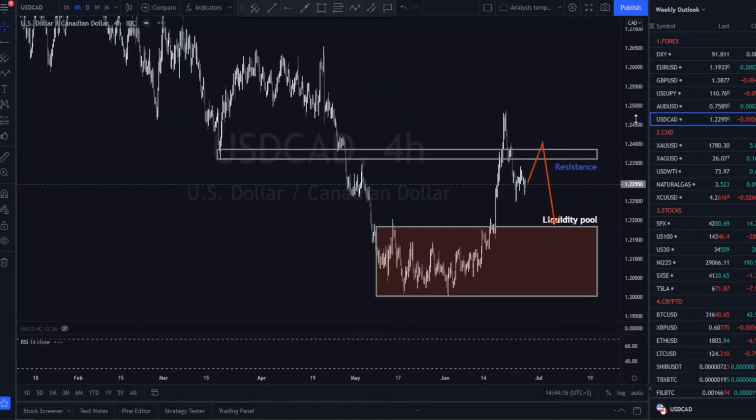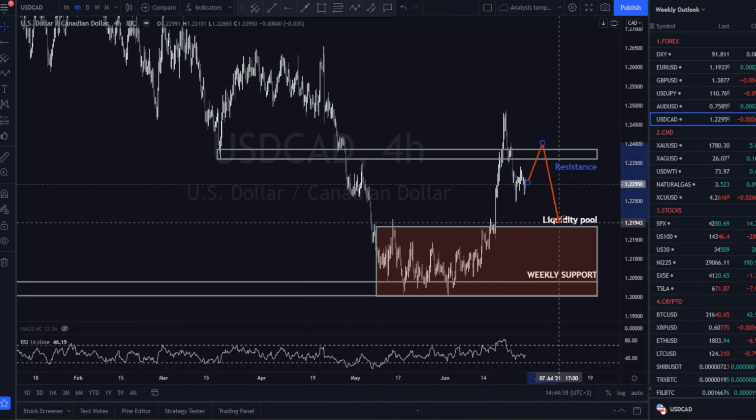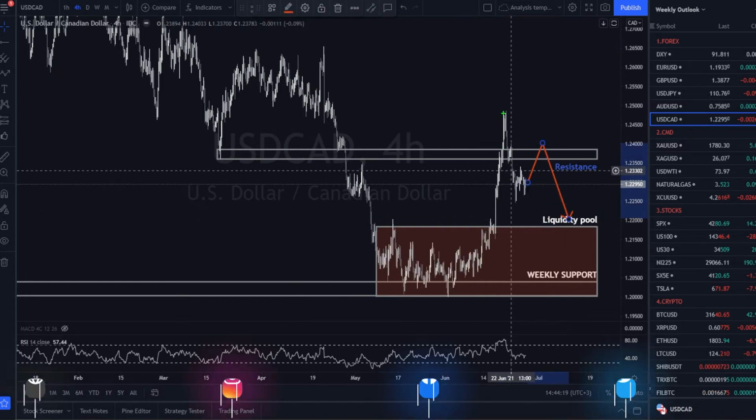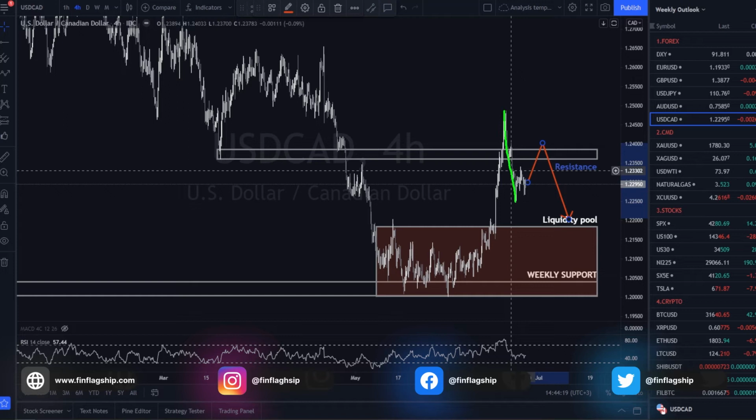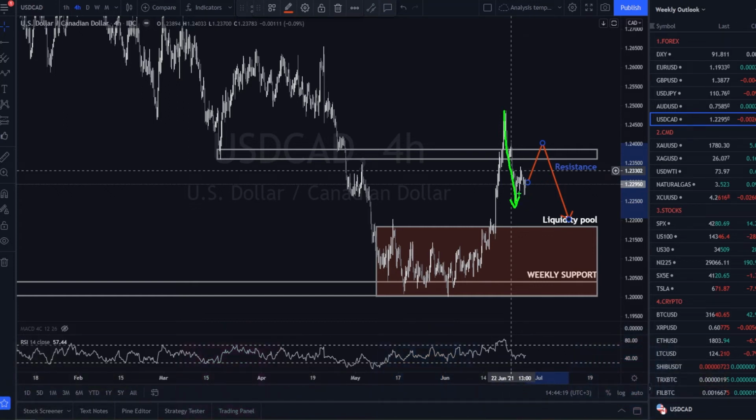Let's move on to USD CAD. As we were expecting in our previous analysis, the US dollar lost some momentum against the Canadian dollar and started to depreciate. For this week, we expect the price to reach the resistance and drop until it reaches the liquidity pool highlighted on the chart.